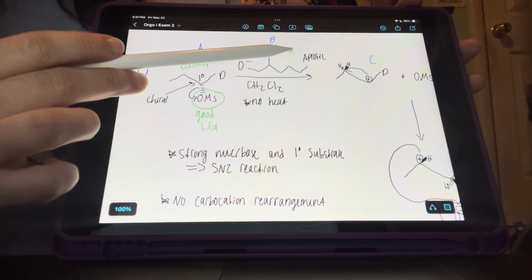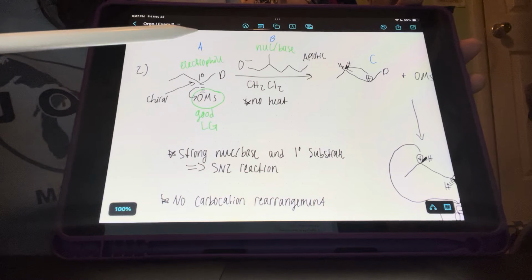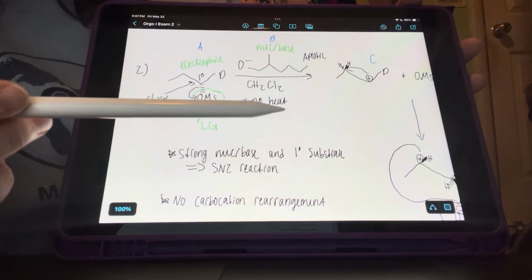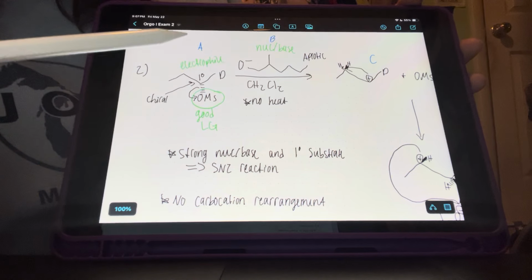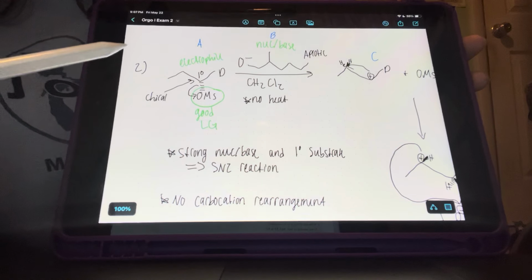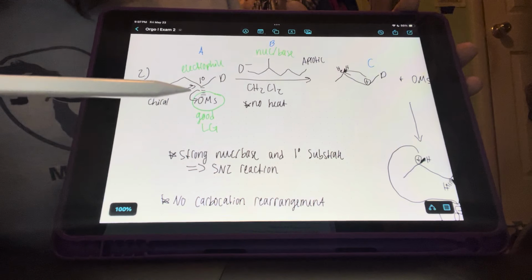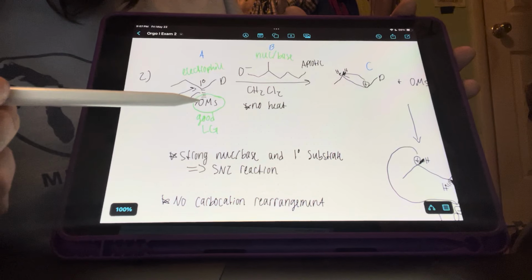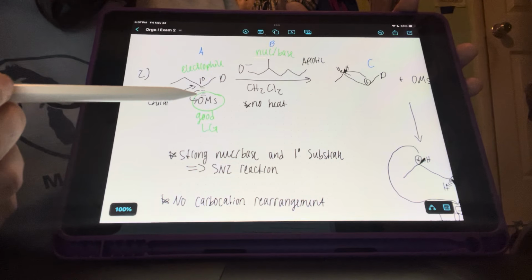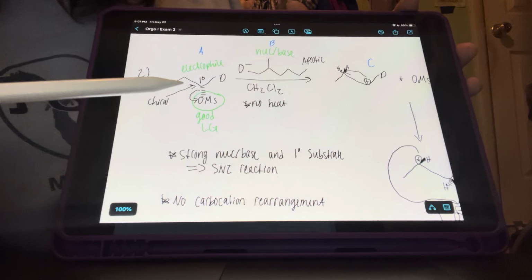What type of solvent is used first? It is aprotic, because there is no hydrogen that is going to leave. There is no proton or anything. It just has the negative charge on the oxygen, so it is aprotic. What type of leaving group is the substrate? It is a good leaving group.